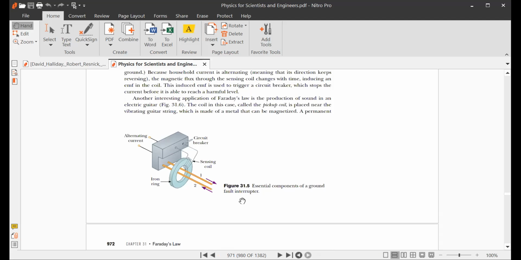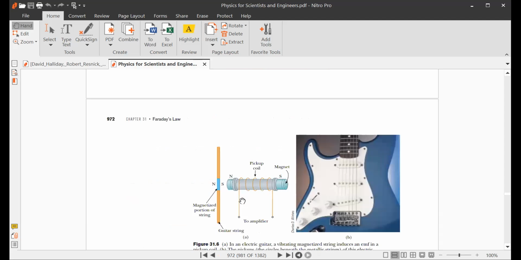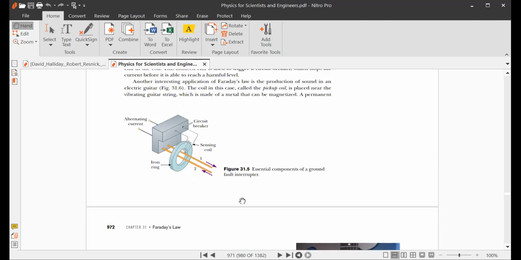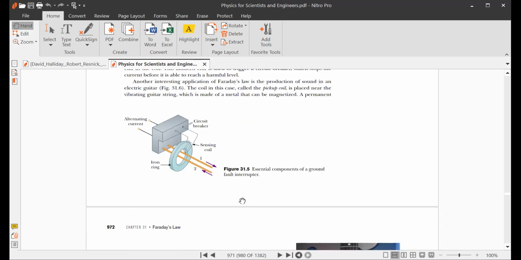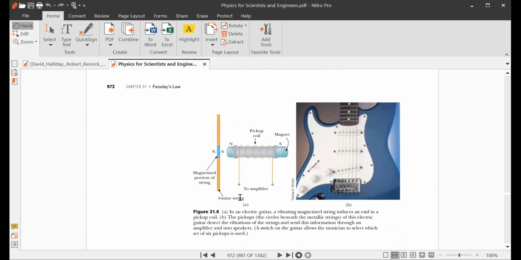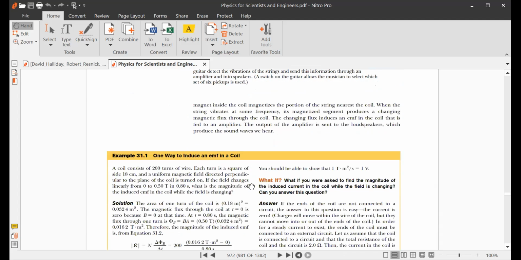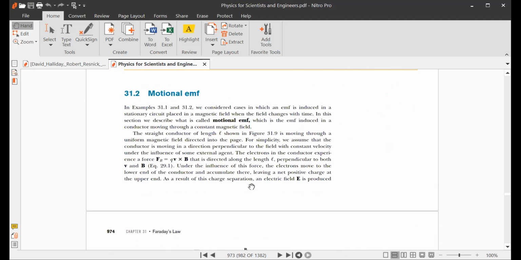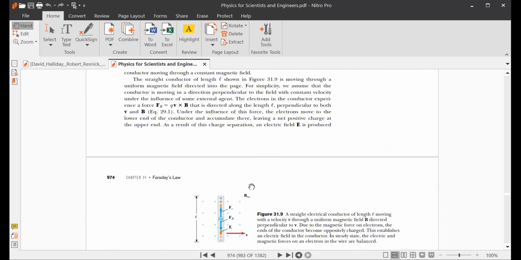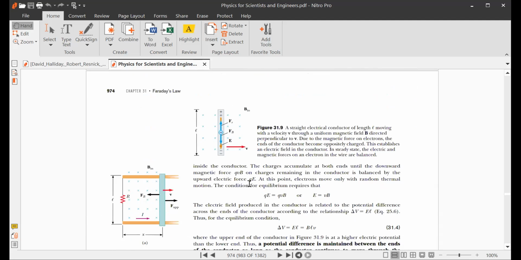So the application of this induced electric field: you see that this is from an electric guitar, which amplifies the sound of the guitar using electric induction. So this is the induced electromotive force.